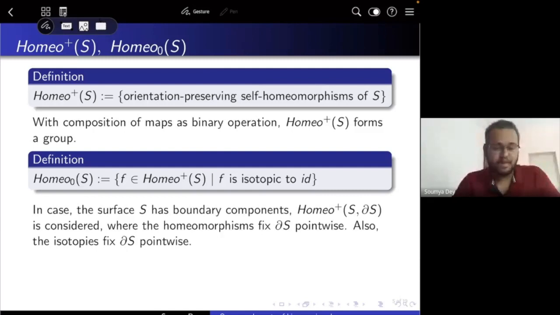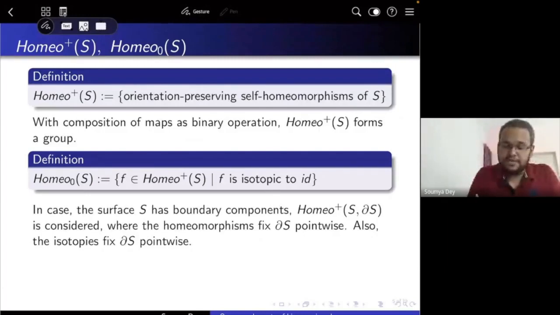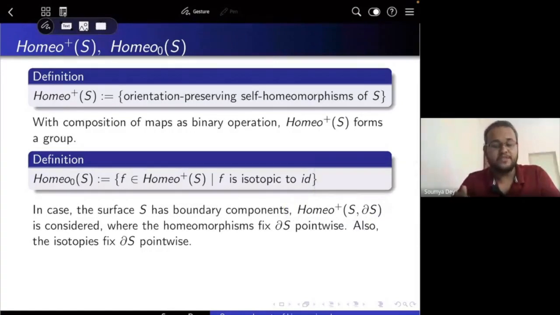Something that we need to discuss here is that if the surface S has some boundary components, then when you consider the homeomorphism group, you only consider those homeomorphisms that fix the boundary points pointwise. You do not move any boundary point while taking these homeomorphisms. So basically, instead of Homeo+(S), we consider Homeo+(S, ∂S). Also, when you consider these isotopies, they also fix the boundary pointwise. I guess the definitions are clear now.